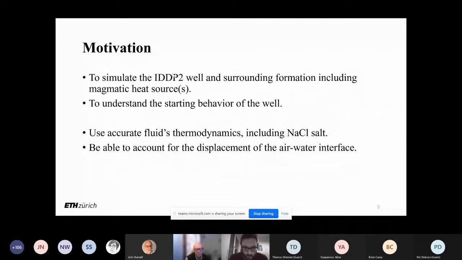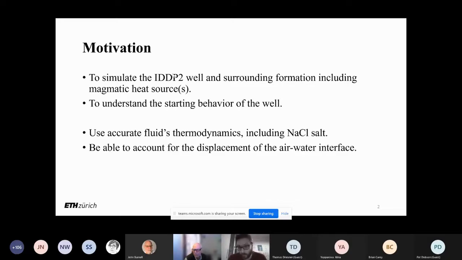We want to understand the starting behavior of the well, because as you may know, this well was not self-flowing. So we wanted to know why, and if there was any way to trigger the starting of the well. To do so, we realized we first needed to use accurate fluid thermodynamics, relevant and accurate at those pressure and temperature conditions.